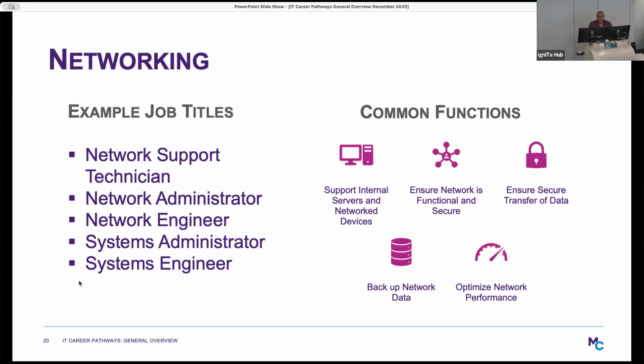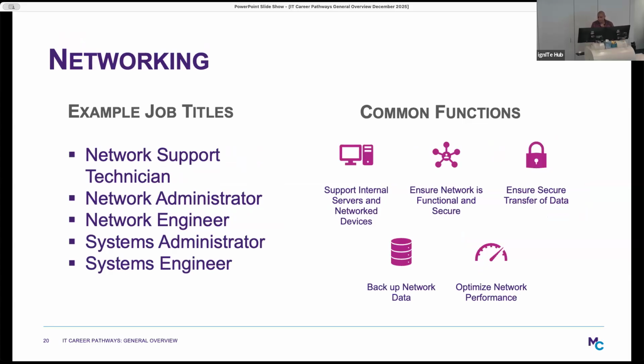And again, I think that this is that area. You may never see a network engineer, but these are the people without whom none of this would be happening, okay? So let's talk about what they do, the people in networking. Support internal servers and network devices. We're gonna talk about that. Most important, ensure that the network is functional and secure. Easier said than done. Ensure secure transfer of data, backup network data, and optimize network performance.